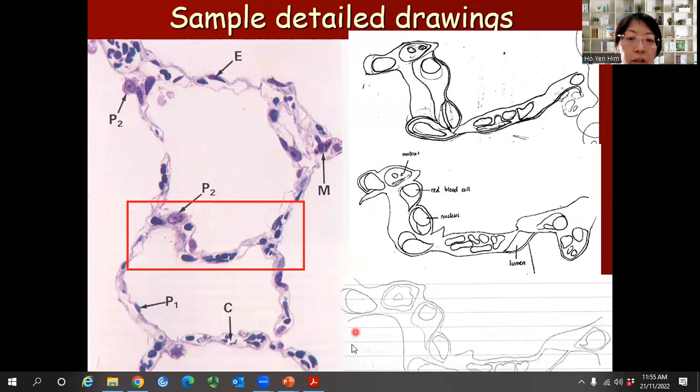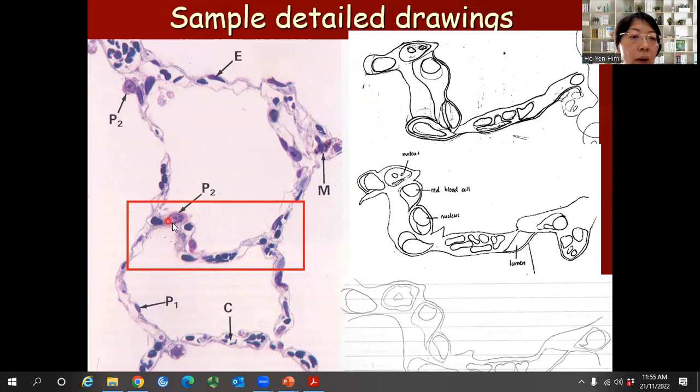Got draw or not? Got. You see, this one is the empty space, right? And this is the red blood cell. Very good. So this student got draw. This student also got draw very clear. This student not so clear. Okay, not so clear. So need to draw.